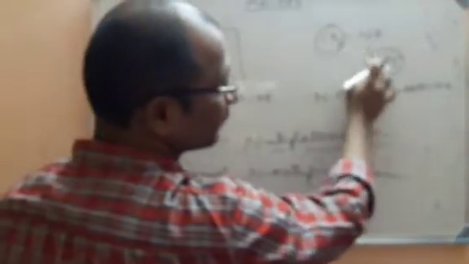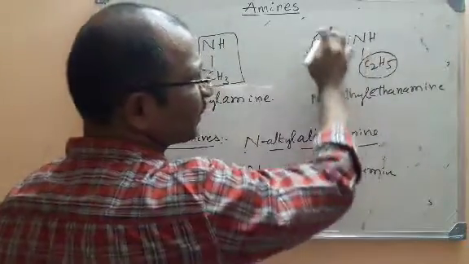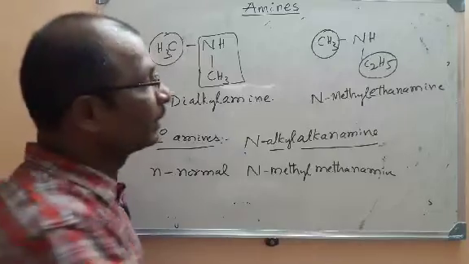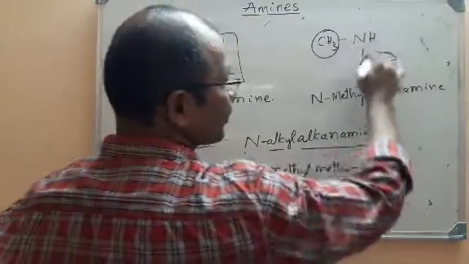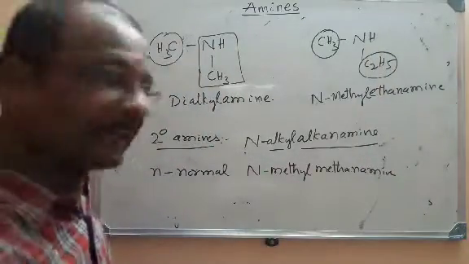When we have the same group, one can be taken as the alkyl and the other as the parent alkanamine. But when different groups are there, the one with fewer carbons is taken as the alkyl group, and the one with more carbons attached to nitrogen is taken as the parent amine.